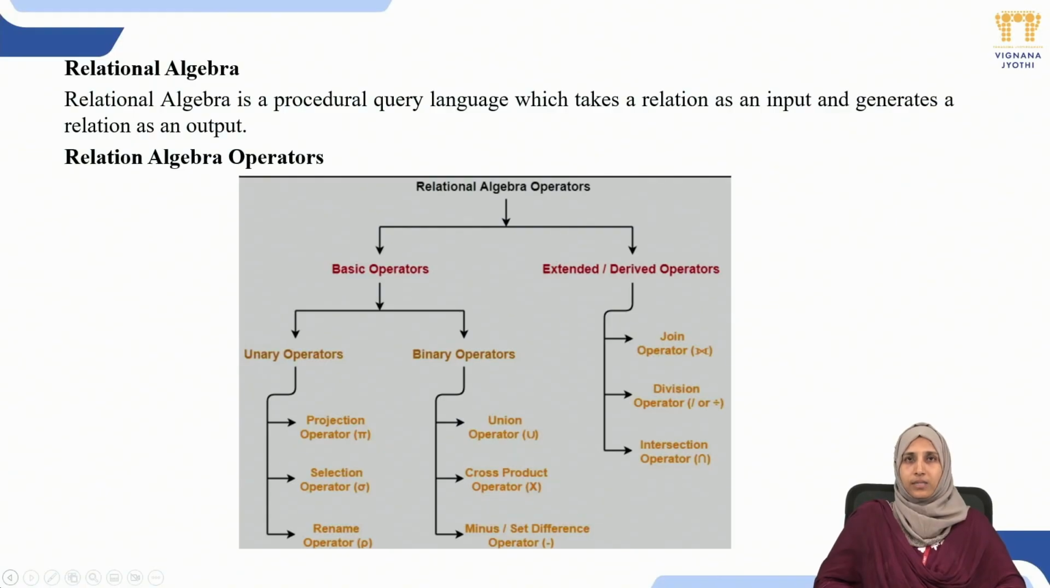First one is basic operators, second one is derived or extended operators. Under basic operators, there are again two types, unary operators and binary operators. Under unary operators, we'll see the projection operator, selection operator, and the third one is rename. Under binary operators, we'll be looking at the union operator, cross product, and minus or set difference operator. Whereas under the category of derived operators, we'll have three different kinds: join operator, division, and intersection. We'll be seeing all the operators one by one.